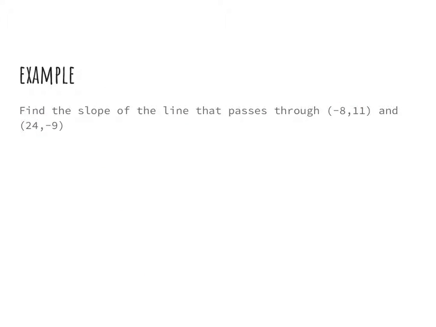Go ahead and pause the video and find the slope of the line that goes through these 2 points before hitting play and moving on.